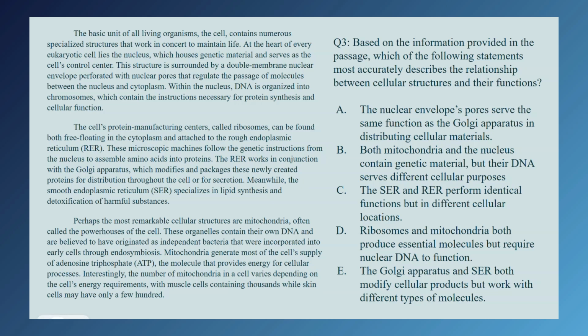So we know that nuclear pores regulate the passage of molecules between the nucleus and cytoplasm, and the Golgi apparatus modifies and packages newly created proteins for distribution throughout the cell or for secretion. These are different functions. So as you can see, we will have to compare the functions of the offered pairs. We can rule out A.